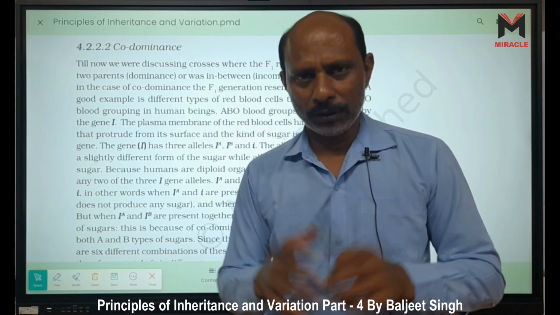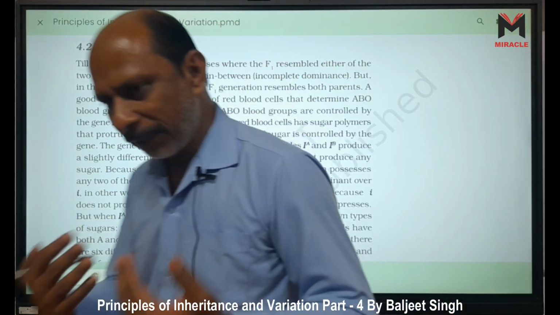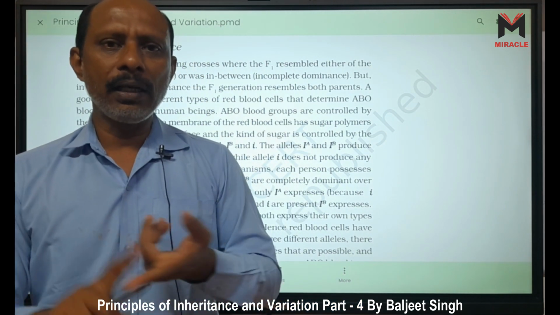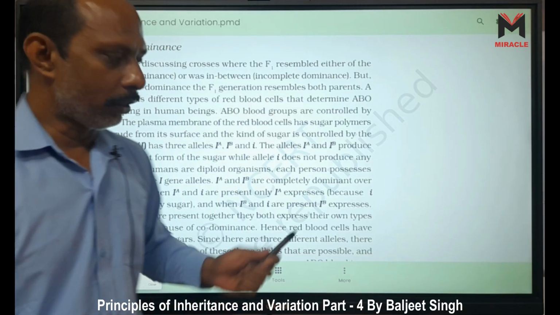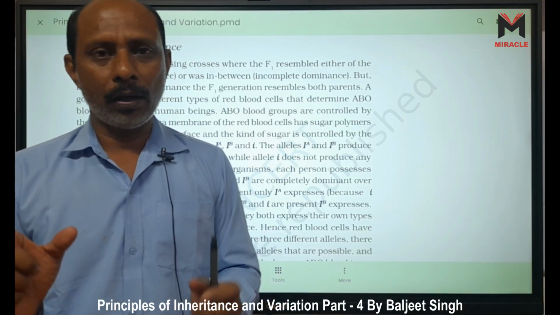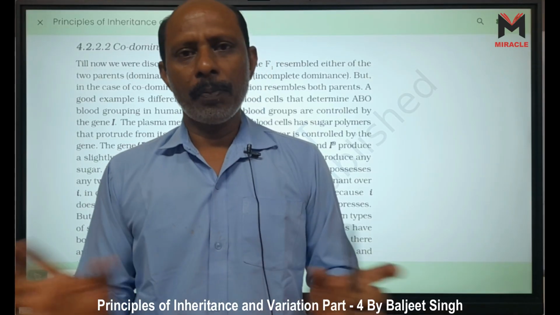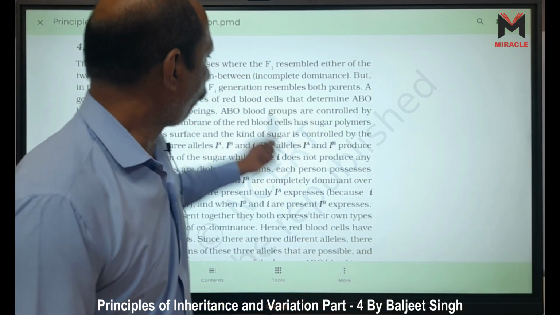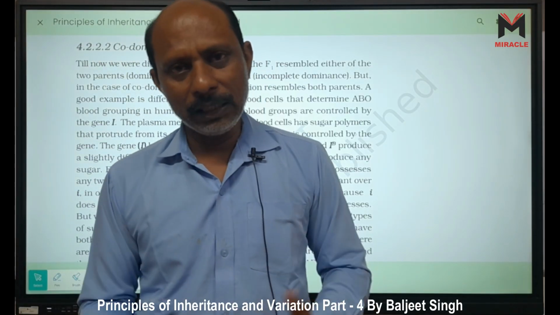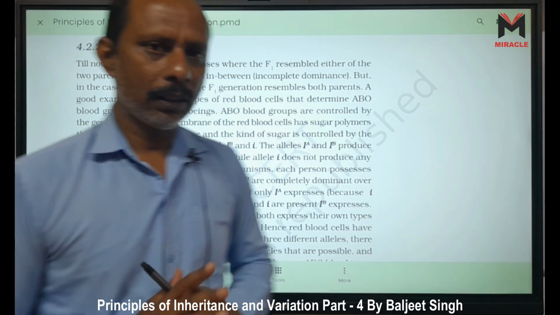Co means both. Both show their dominance, means both genes can express themselves separately, right? They are not intermingled. Here also we understand. And incomplete dominance we get when we cross between red and white flower, then we get pink flower, which is not matching with anyone. But in case of codominance, means both alleles can express their phenotype independently, right?